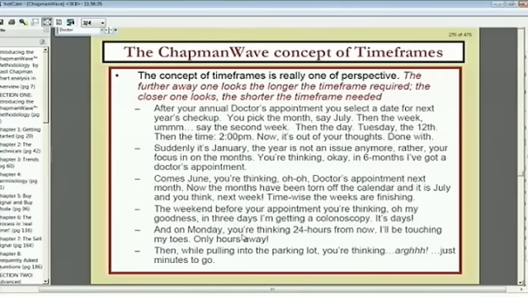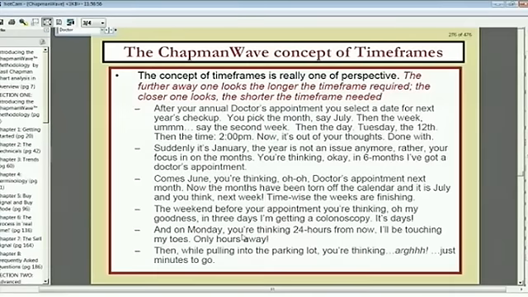After your annual doctor's appointment, you select a date for next year's checkup. You pick the month, say July. Then the week, say the second week. Then the day, Tuesday the 12th. Then the time, let's make it 2 p.m. I know I can make it 2 p.m. Now it's out of your thoughts, done with. Well, I'd like to say that's the election's done with.